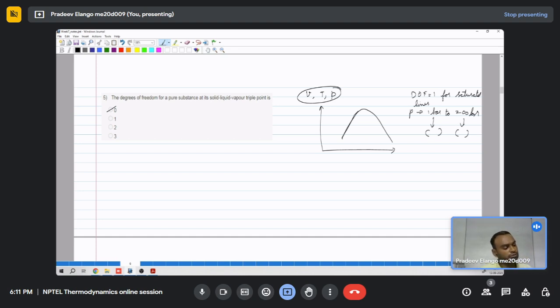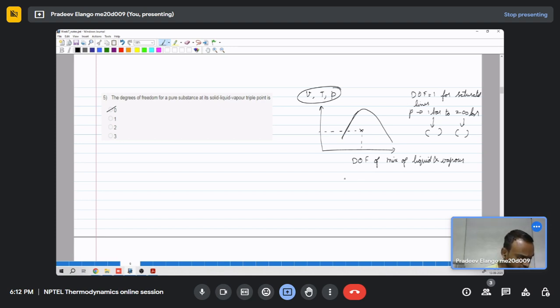And when you are asked to find the degree of freedom of the vapor phase, like a liquid-vapor mixture, then a particular point can be specified by mentioning the pressure or the temperature and the dryness fraction.